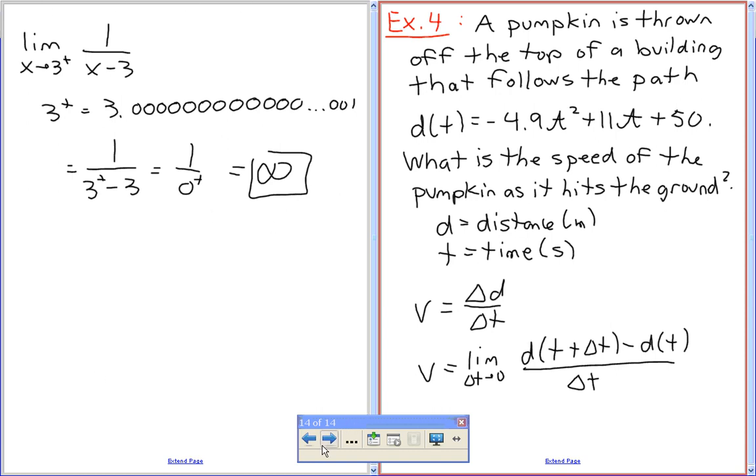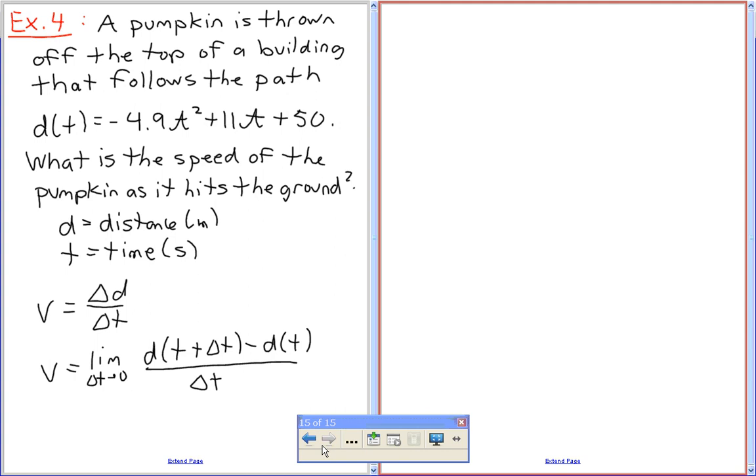Let's say, Mr. Sadler, I don't like deltas, and I want to call them h. Call it d of t plus h minus d of t, over h. It's the same equation, right? Change in distance over change in time.